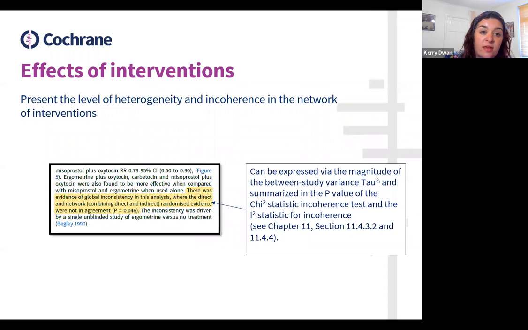It's also important to write about the heterogeneity and incoherence in the network. Here they've said there was evidence of global inconsistency in this analysis, where the direct and network randomized evidence were not in agreement. This isn't quite correct, because they should be comparing the direct and the indirect evidence rather than the direct with the network as well.